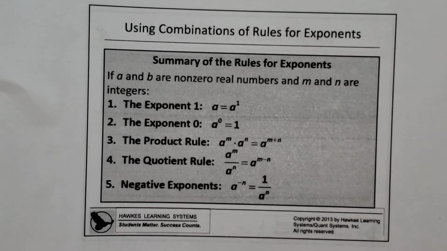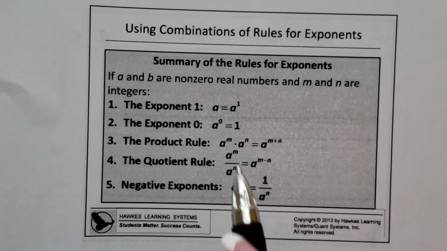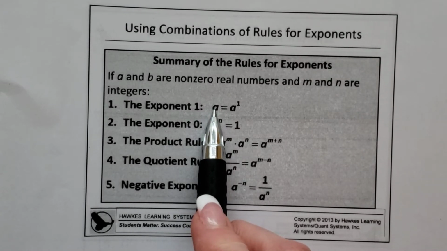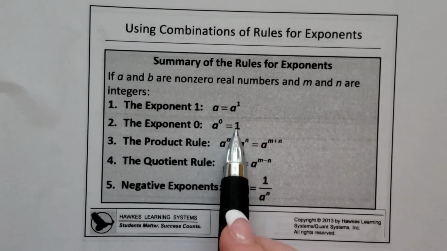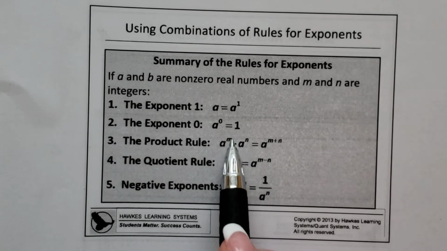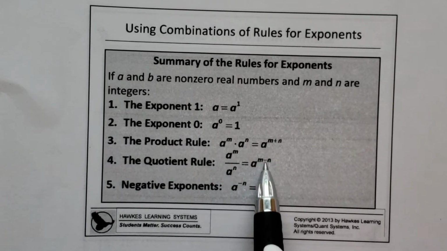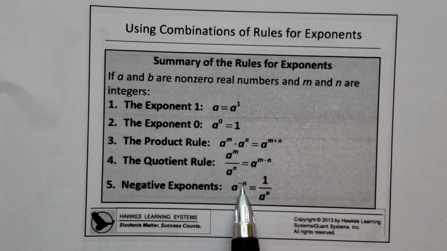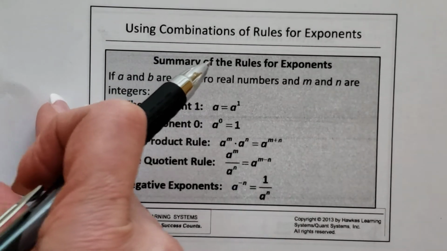All right, so once again, we have this reminder of our rules page. If you don't see an exponent, that means there's a 1 there. Anything to the 0 power is equal to 1. If you have two numbers that are being multiplied that have the same base, you add their exponents. If you have two numbers that have the same base being divided, you subtract their exponents. If you have a negative exponent, it means you're going to flip the whole number underneath the sign. If you have a negative exponent in the denominator, you flip it up to the numerator.